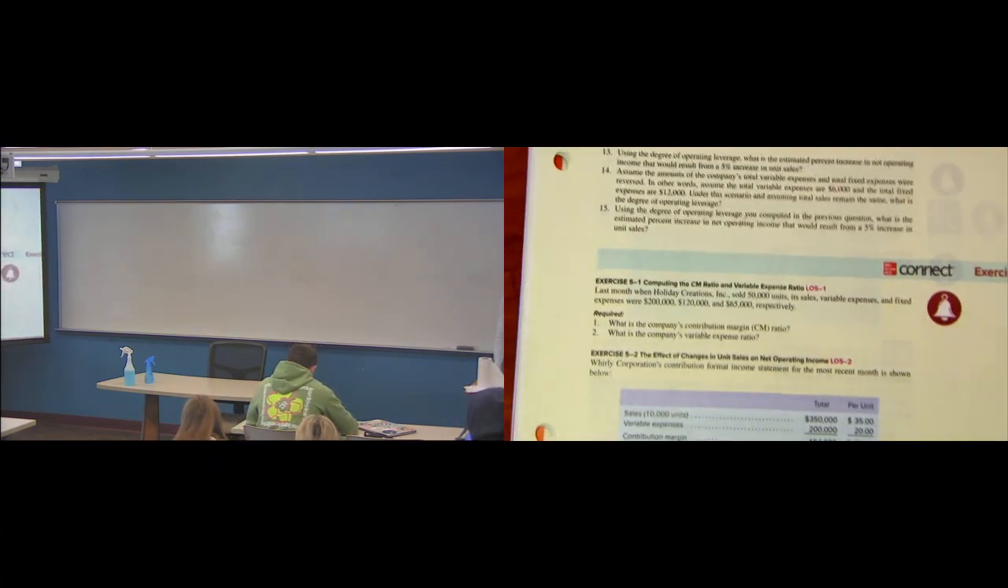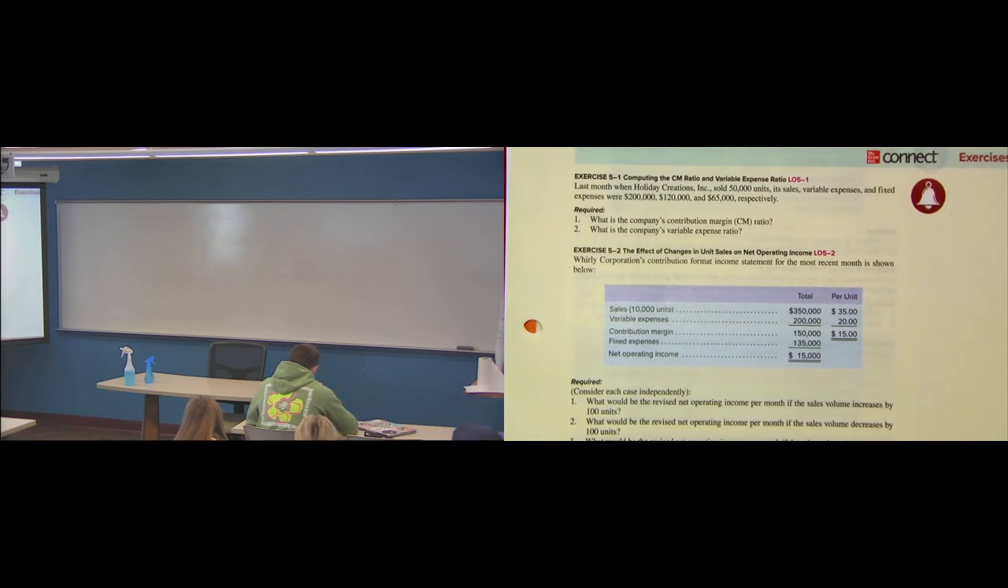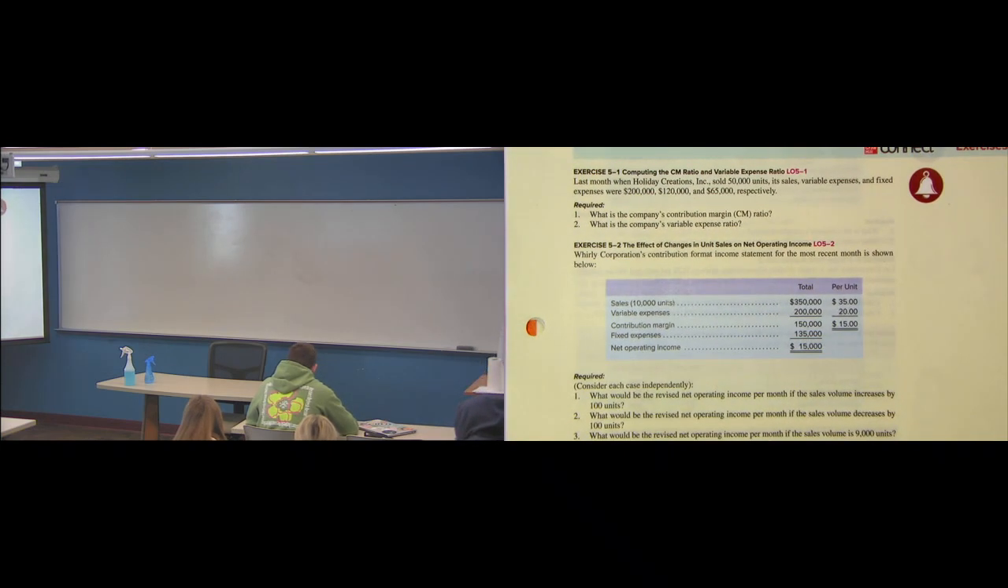So you had exercises 5.1, 5.2, and 5.3 for homework, and those are on page 223. And we'll take one of these at a time. All right, so exercise 5.1 says, last month when Holiday Creations Inc. sold 50,000 units in sales, variable expenses and fixed expenses were 200,000, 120, and 65 respectively. So it says, what's the company's contribution margin ratio and what is the company's variable expense ratio?